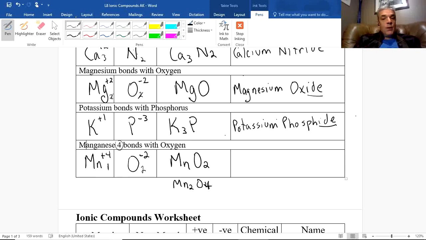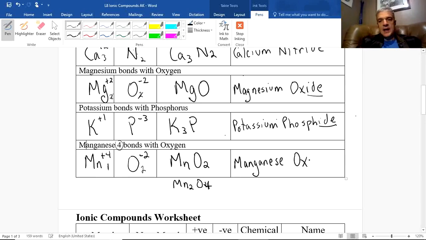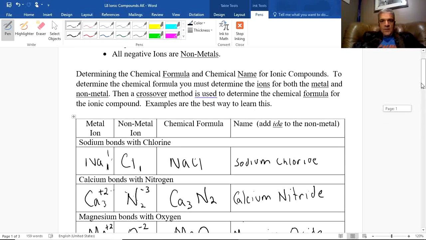And then when we write the name, it's simply going to be manganese out front. Manganese, funny spelling. And then it's going to be oxide because the non-metal always becomes an "ide" on the end. I don't know, what did I do? 5 examples here.